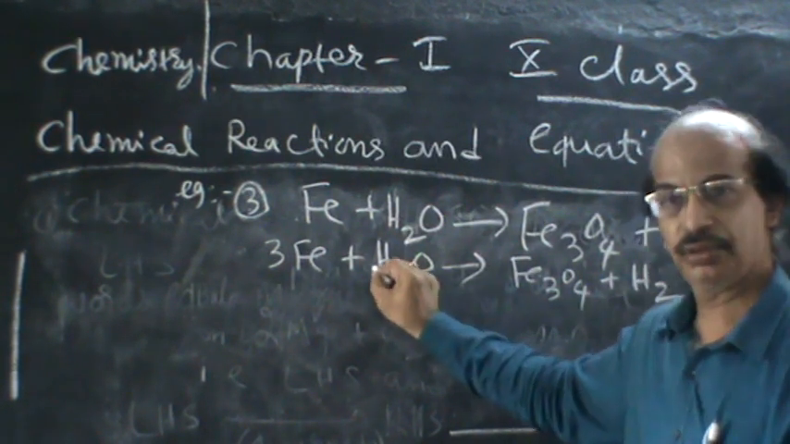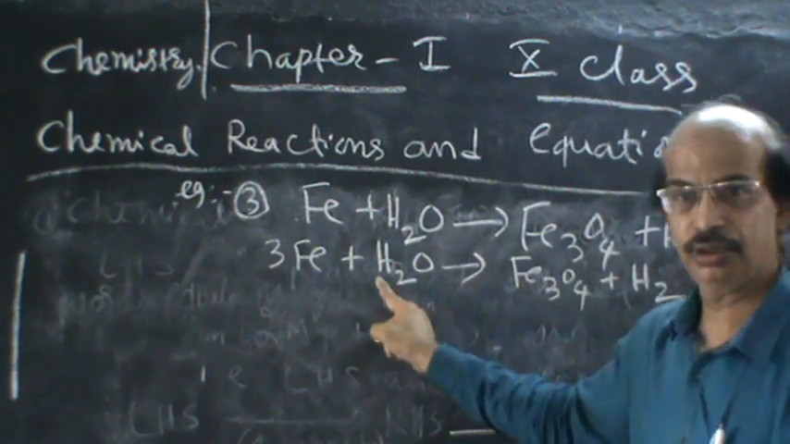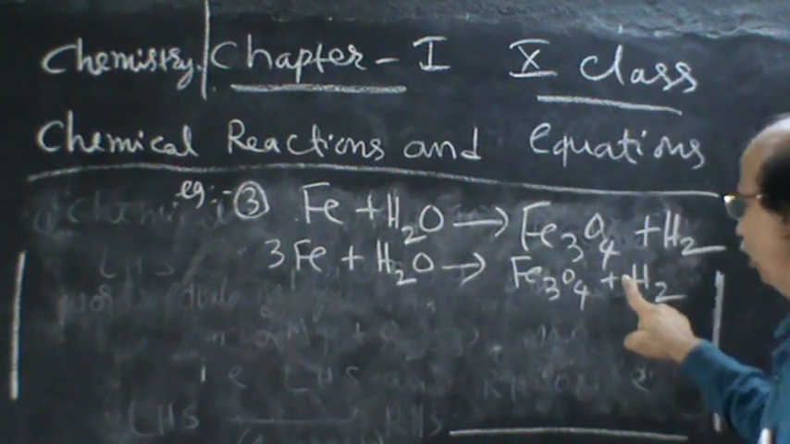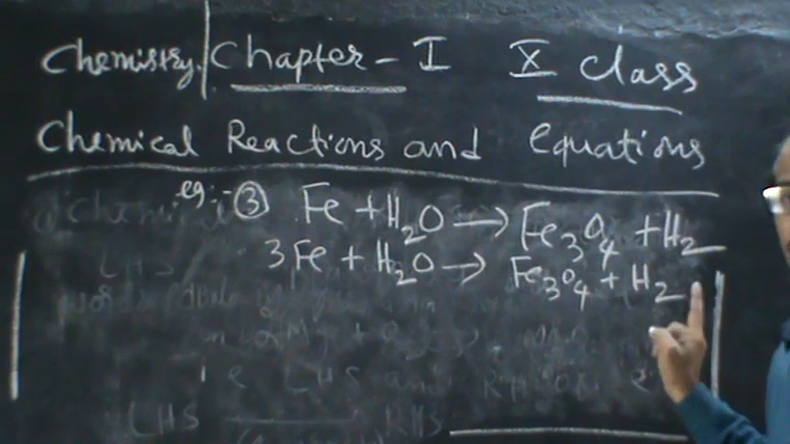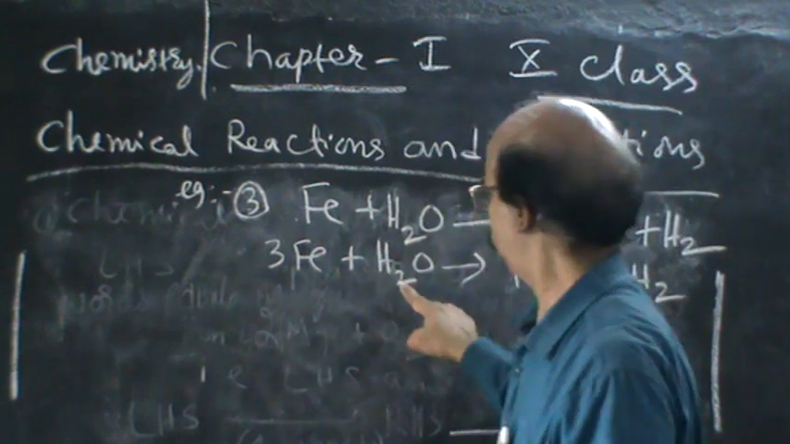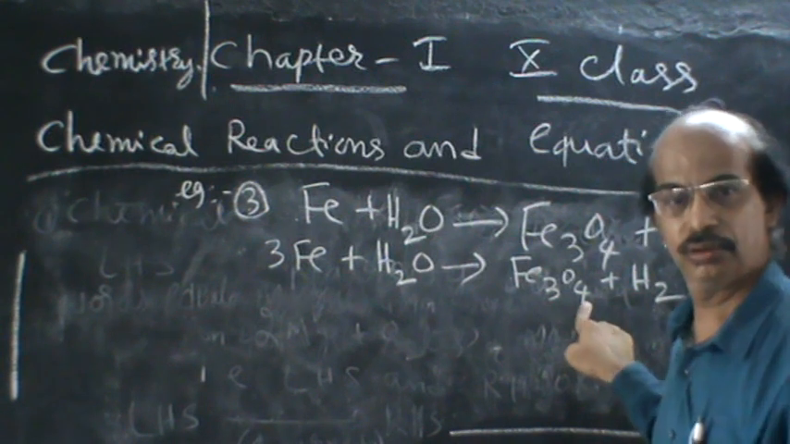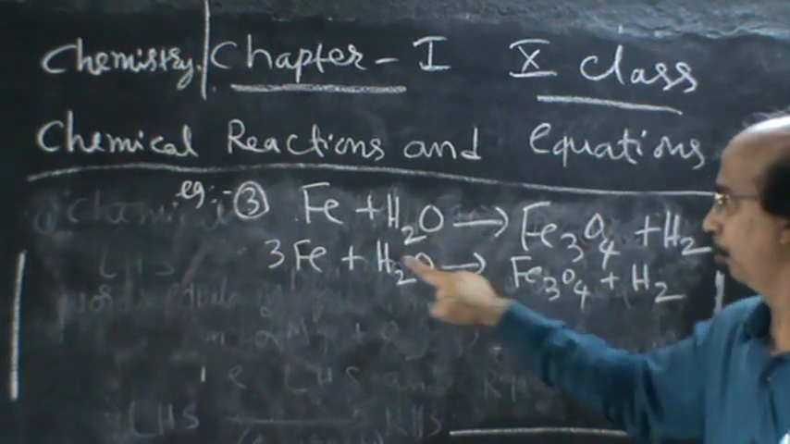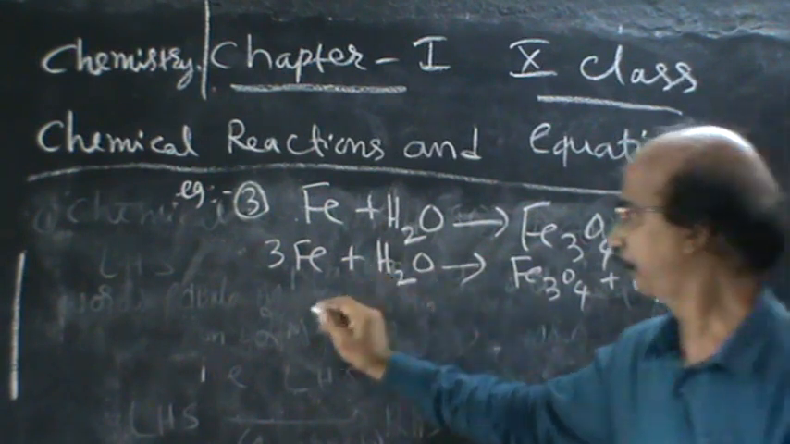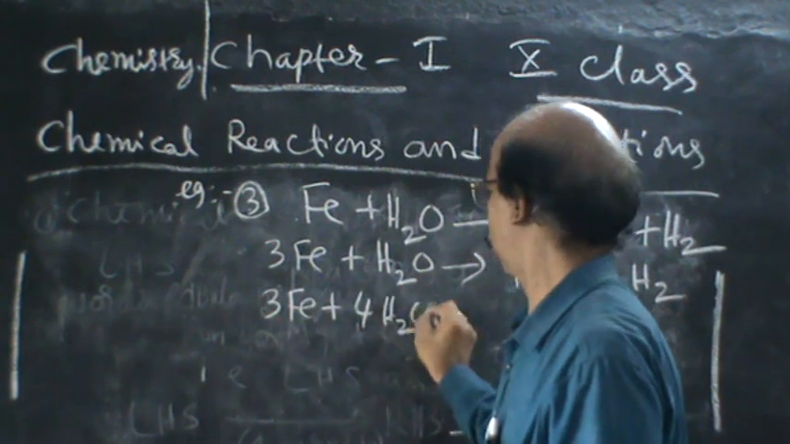Then hydrogens, after iron is balanced now. Hydrogens how many? 1 into 2, 2. Here how many? 1 into 2, 2. Hydrogen also balanced. Then oxygens. Oxygens how many? 1 here. Here how many? 4. So you must not write 4 down. You must write it on the left hand side only. 4H2O, like this.